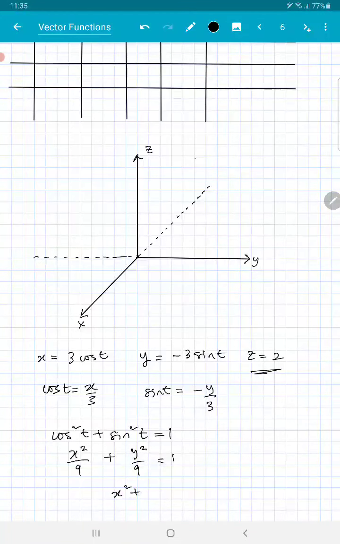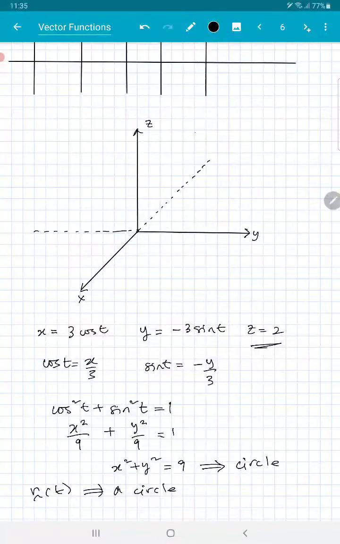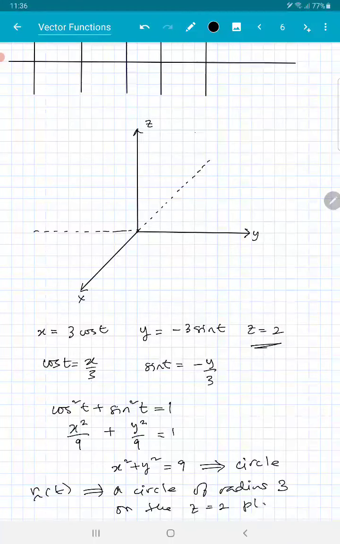Rearranging the equation, we end up with x squared plus y squared equals 9, which is an equation of a circle. So now we know that our vector valued function r(t) will be a curve, a circle, of radius 3 on the z equals 2 plane.